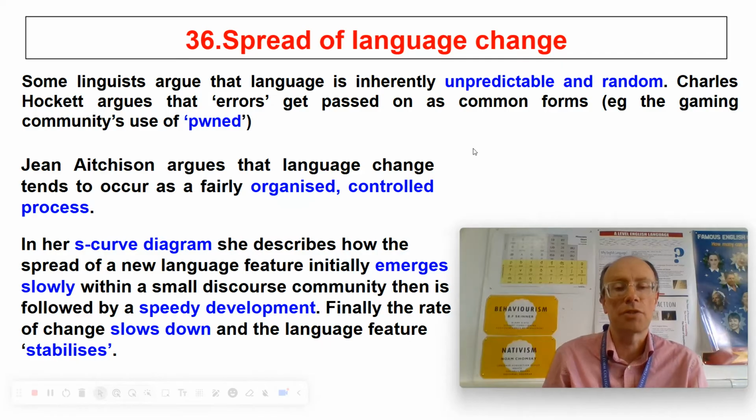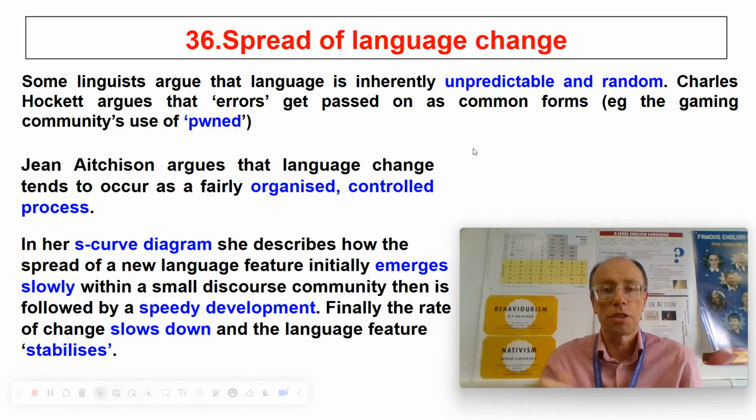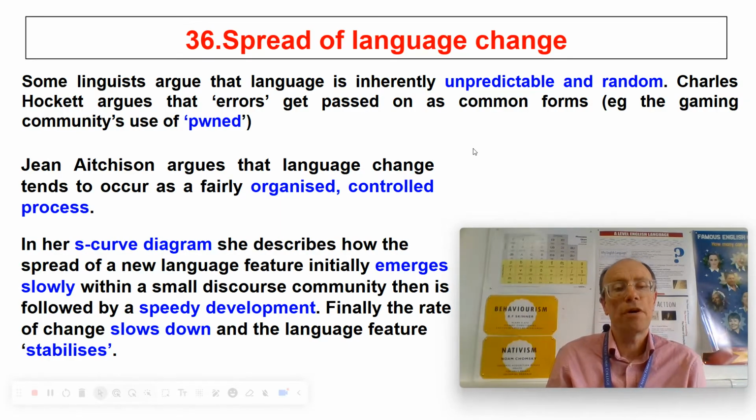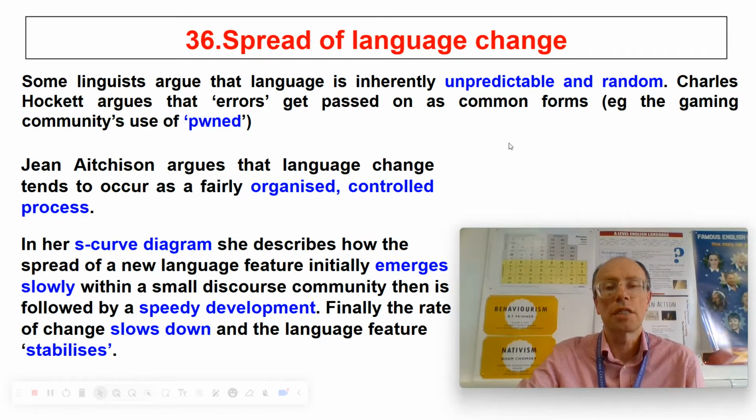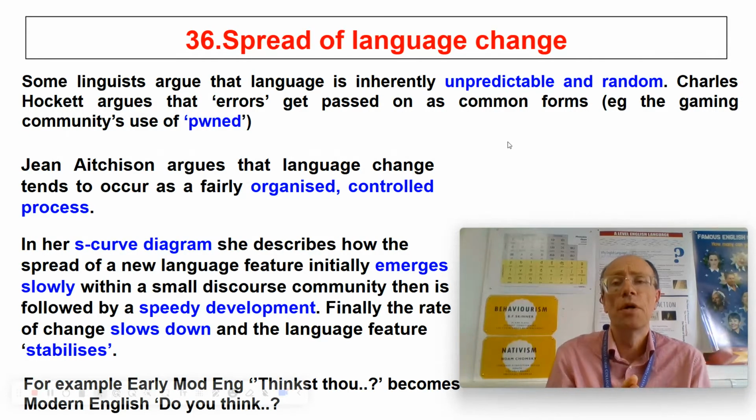It's an S-curve diagram. So what you get is the emergence of this new language form. And initially, it's only used within a small discourse community. It's very slow, the diffusion of it. And then it seems to take off. You get this sudden speedy development where it seems to rocket across a whole population. And then finally, the rate of change really slows down and that language feature kind of stabilizes and standardizes.